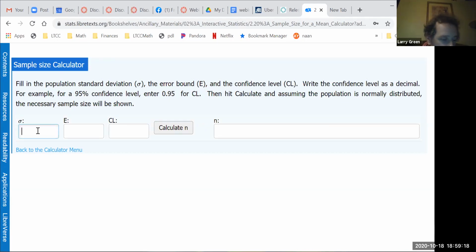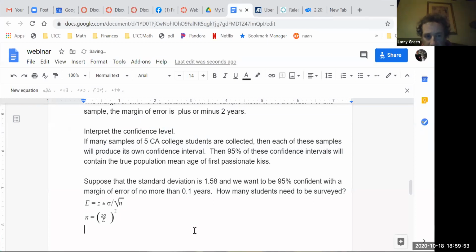So our sigma was, where is it? 1.58. I'm going to add extra decimals too, just because usually you want to have a little extra, more decimals. Things get weird otherwise. Our E was 0.1. That was in the question. Our confidence level was 0.95, also in the question. And what we get is 961. So we need to survey 961 college students. Any questions on that?